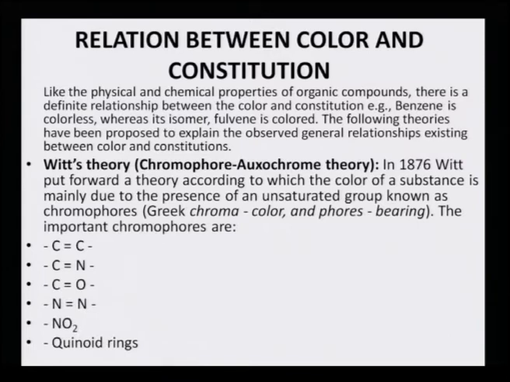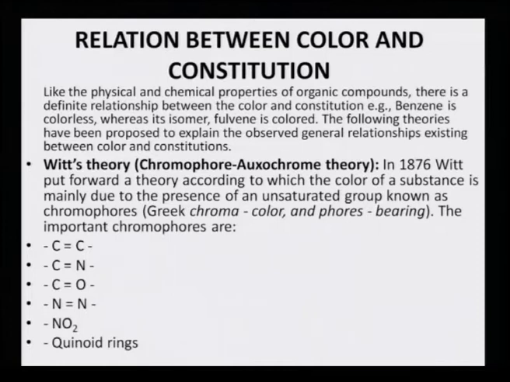In 1876, Witt put forward a theory according to which the color of the substance is mainly due to the presence of unsaturated group known as the chromophore, and it comes from the Greek word chroma, which means color, and phore means bearing. The important chromophores are C double bond C, C double bond N, C double bond O, N double bond N, and NO2, quinonoid rings, and so on. So, we just looked at the various chromophores a while ago.